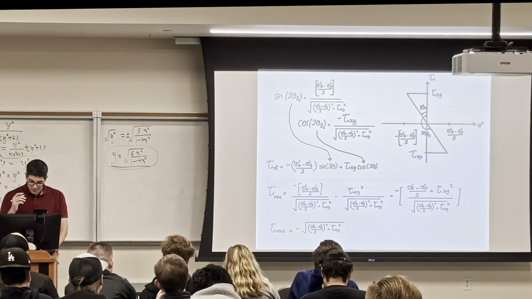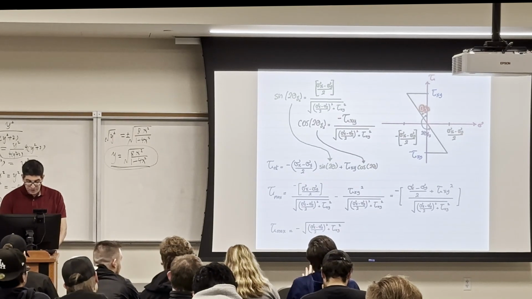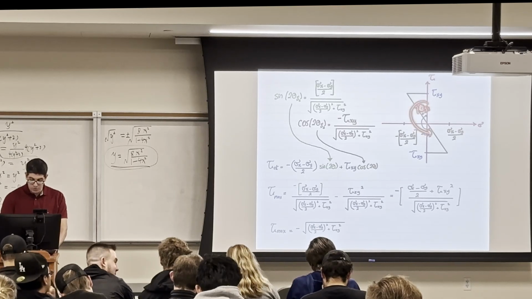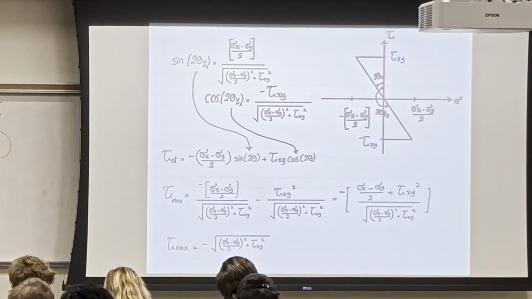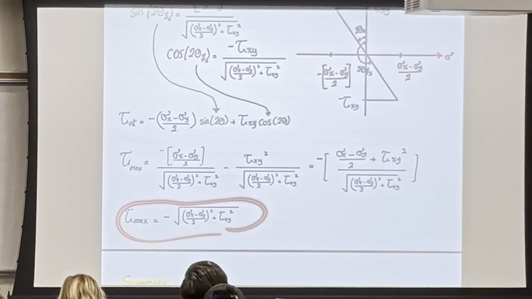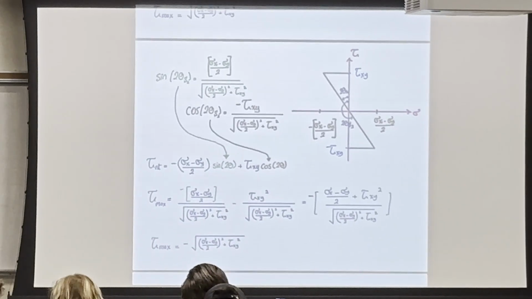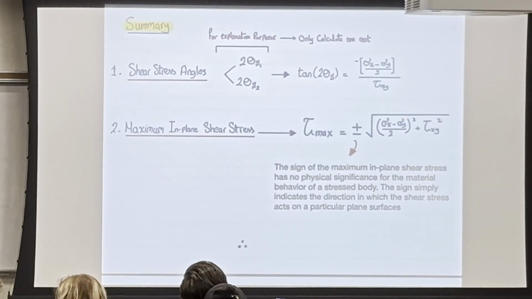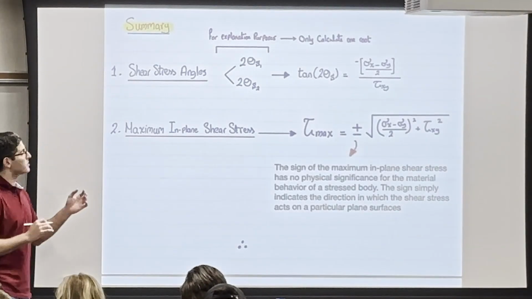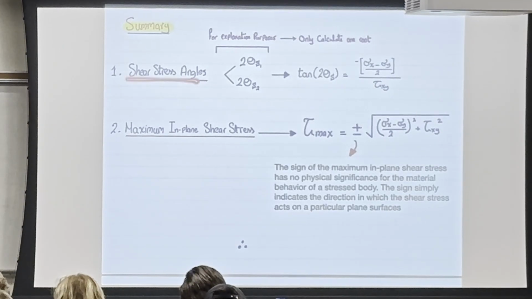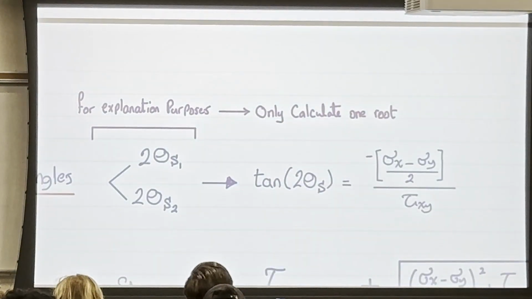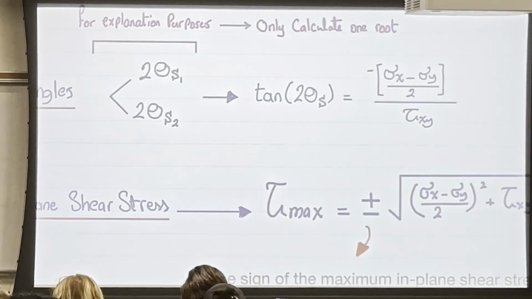And the next slide, again, Mohr equation, but instead of working with 2 theta s1, I'm working with 2 theta s2. And I derived that the tau max, same equation, but one of them is positive and the other one is negative. To summarize, a lot of equations, I know. When we solve, everything is going to be easy. But to summarize, I do have shear stress angles, which are 2 theta s1 and 2 theta s2. Having two of them is just for explanation purposes. Only calculate one of them, which is the first rule that you're going to find out.